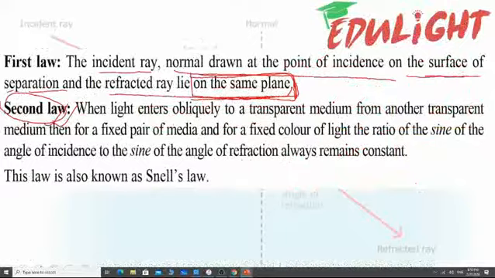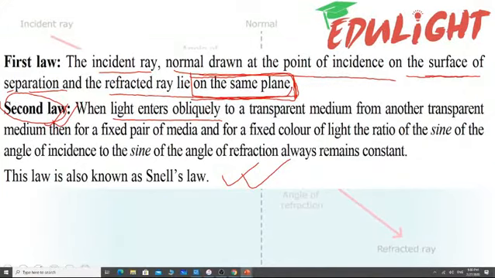And the second law is the main important law for you to know, because with this law you will be doing various types of mathematical problems regarding refraction of light in the future, inshallah. So this is the important formula. Please note down if you have a notebook and a pen in front of you. What it says for the second law is: when light enters obliquely, meaning perpendicularly. Obliquely is a synonym of perpendicular.